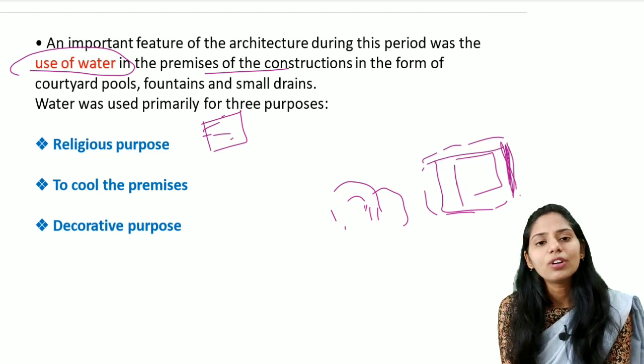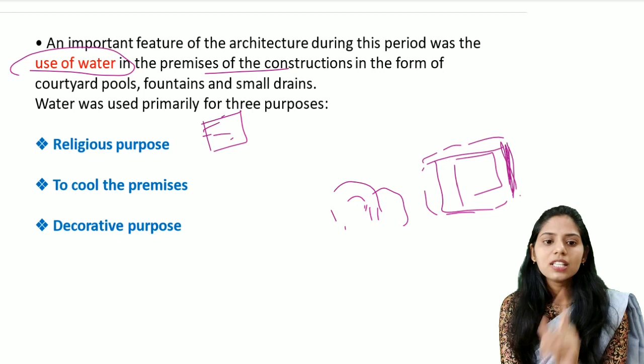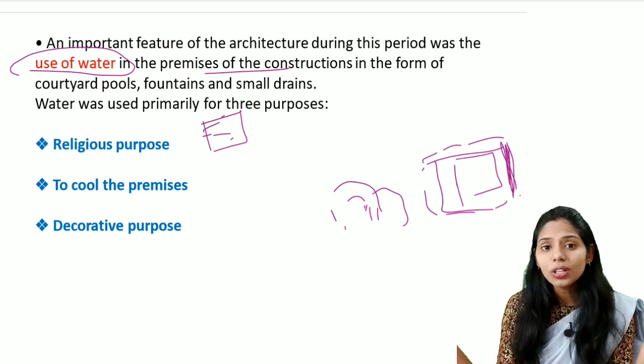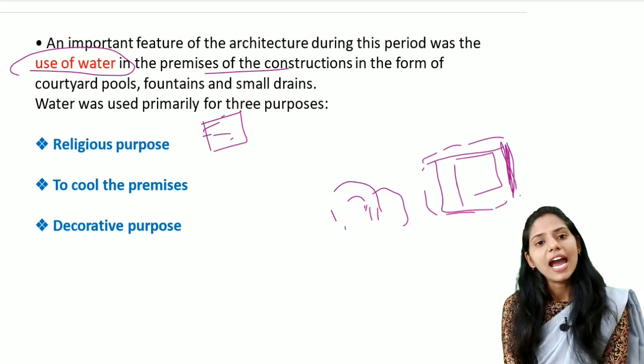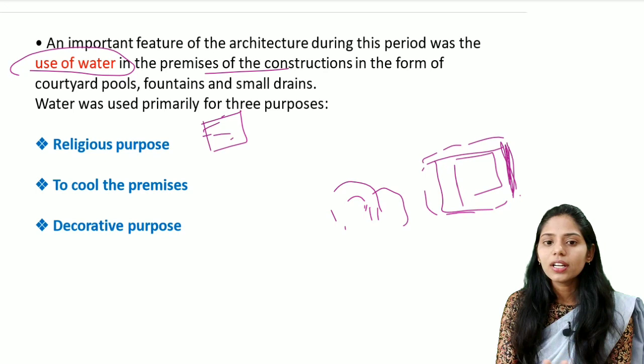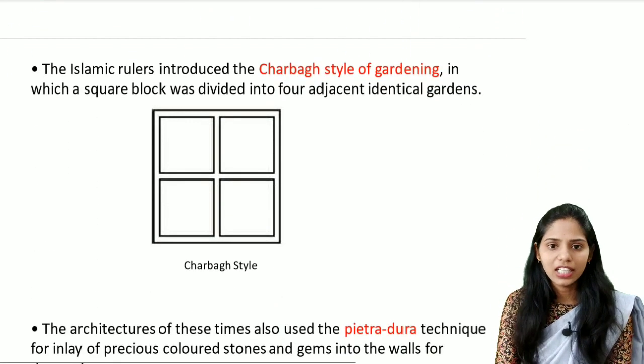So why is water used in this type of architecture? Mainly for three important purposes. The first one is for the religious purpose. The second one is to cool the surrounding premises, and the third is for decorative purposes. So these are the three important primary uses of the water inside the architecture.